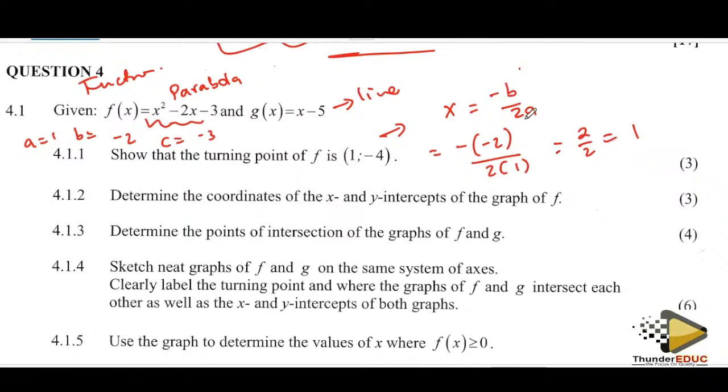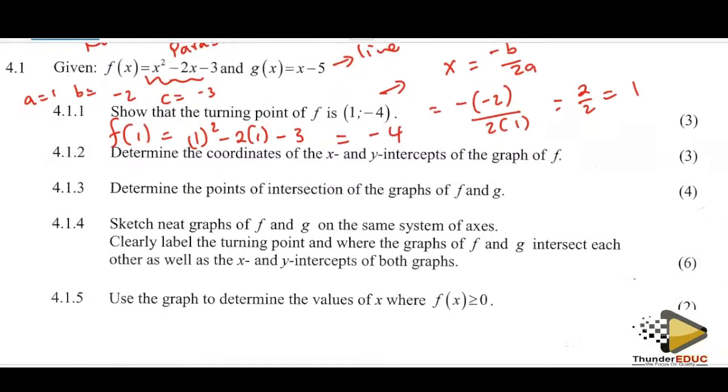Okay. If it's 1 as our answer, then we just need to replace this 1 into the equation. So I'll say f of 1 is the same as 1 squared minus 2 times 1 minus 3. So we're saying 1 minus 2 times 1 minus 3. And then our answer becomes negative 4. So just show how you get that.